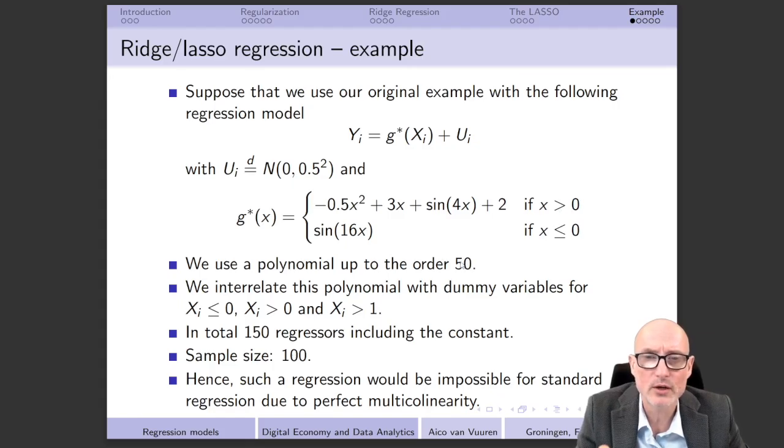Then what we're going to do is use a polynomial up to the order 50. So that implies that I'm going to include x, x squared, x to the power 3, even up to x to the power 50. And I'm going to interrelate this polynomial with dummy variables: a dummy variable indicating that xi is smaller or equal to 0, another dummy variable for xi larger than 0, and a dummy variable for xi larger than 1.